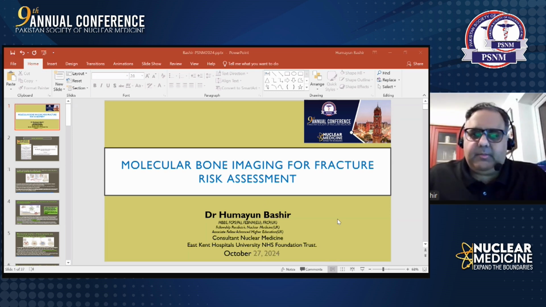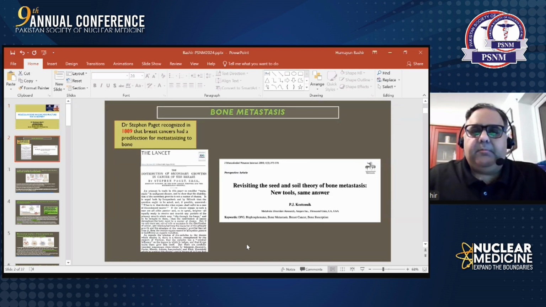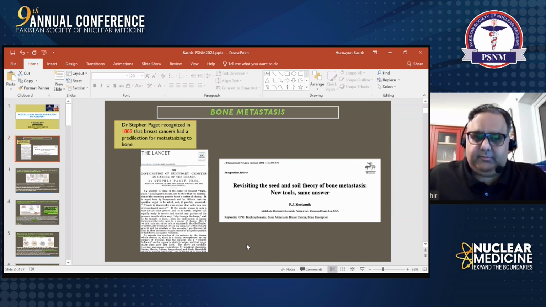Well, today I'll be talking about molecular bone imaging for fracture risk assessment. To give you a bit of the background, this discussion about bone metastasis goes way back. Dr. Stephen Paget recognized in 1889 that breast cancer had a predilection for metastasizing to the bone. This is one of the first papers published in the Lancet back then. And then this theory of seed and soil was introduced. It was revisited in a paper published around 2004.